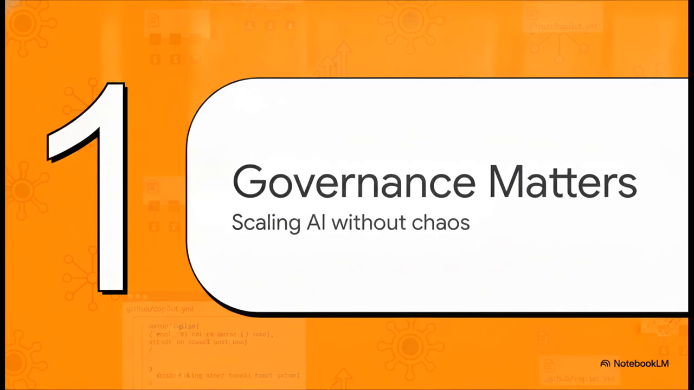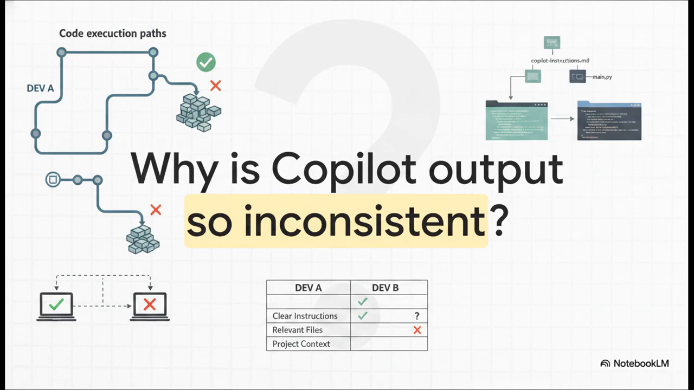Why Copilot Governance Matters. Or, how to scale your AI without total chaos. We really need to talk about the catalyst for this entire discussion, which is the sheer pain of scaling AI without a solid strategy. Let me ask you this.